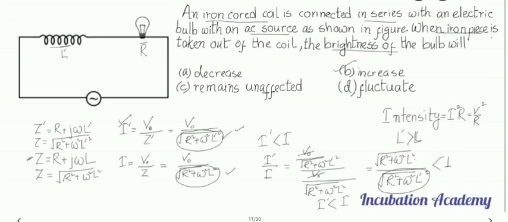So from here we get I prime is less than I. So option B is our correct answer. If you take out the iron piece from this coil, the current will increase. If the current increases, then the power consumed by the bulb will increase. Then obviously the brightness or the intensity of the bulb will increase. So option B is our correct answer.